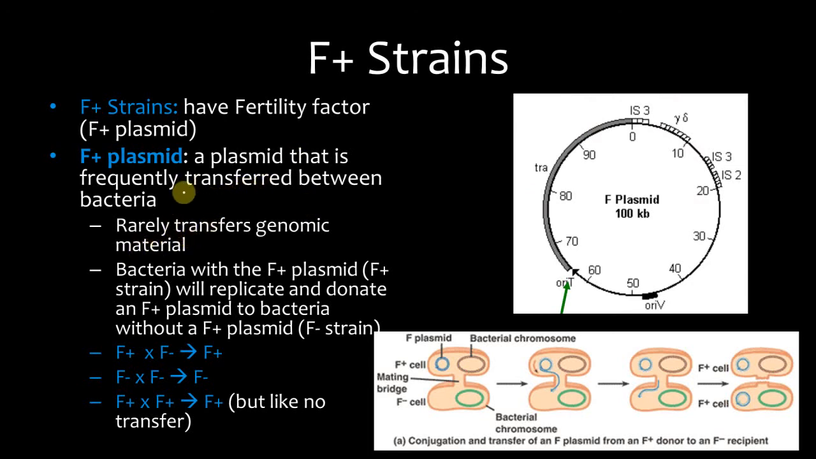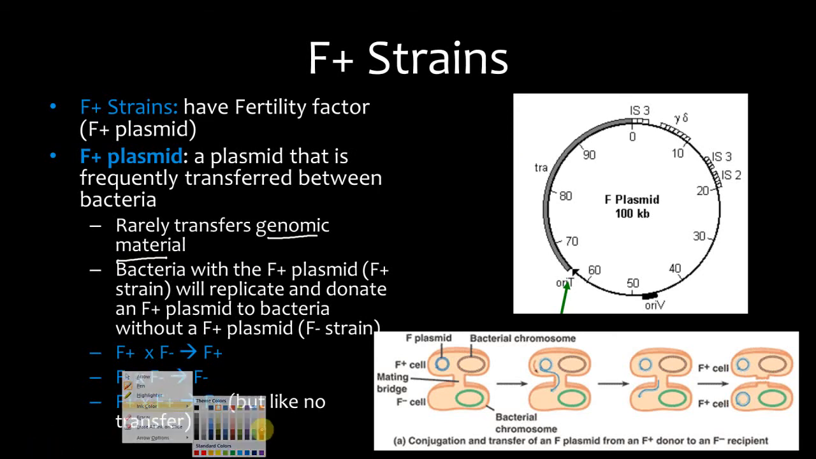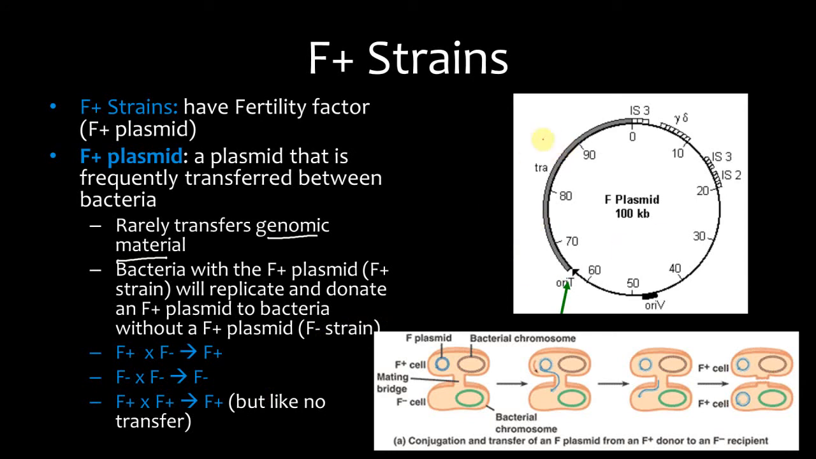It rarely contains genomic material, actually, so it's not going to contain genes that code for various proteins, but it is going to be something that controls whether or not a bacteria is considered F+ or F-. So that is what the F+ plasmid does, in terms of whether you are considered an F+ or an F-. Now, I think this is kind of a bad metaphor, but you can think about it as if you're a boy or a girl.